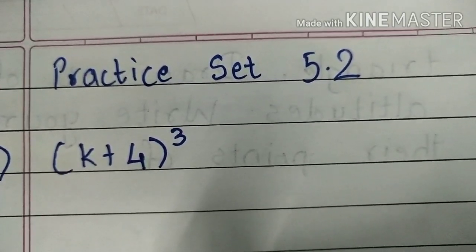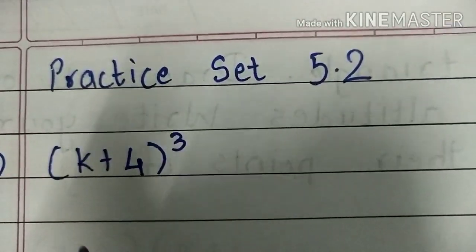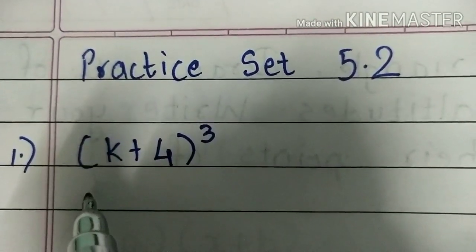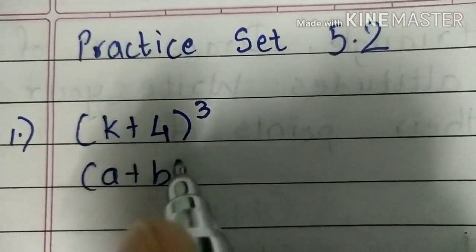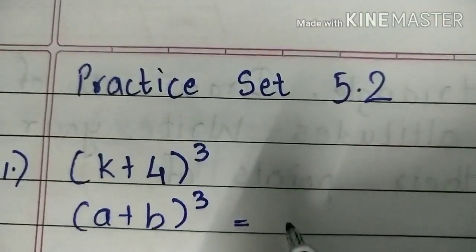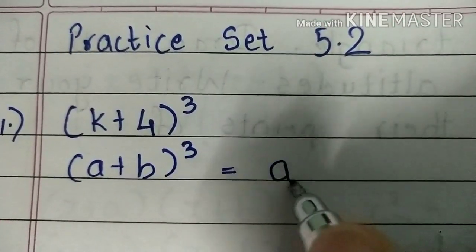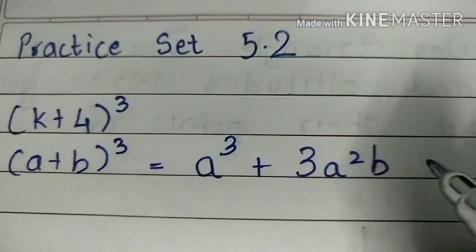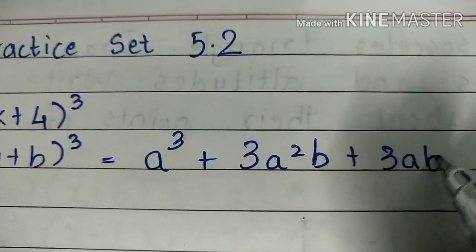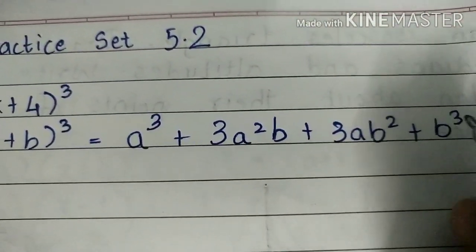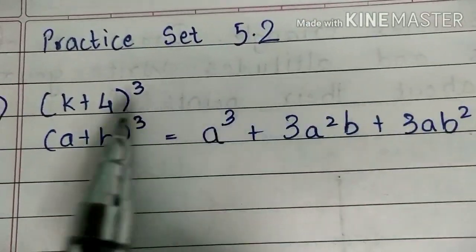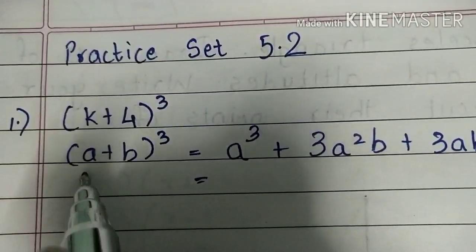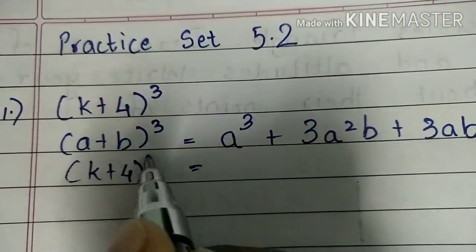You all saw the expansion formula. Now here you can see the first question I've written, of practice set 5.2. I will first write the formula that I have, that is (a + b) the whole cube. We'll see what its expansion is. Just now we learned the expansion, that is a cube plus 3a square b plus 3ab square plus b cube. So this is the expansion formula. We are going to substitute this question in this expansion. I'll write the question once again, that is (k + 4) whole cube.